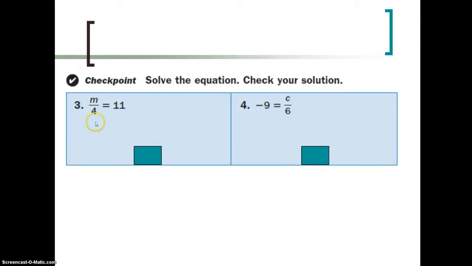Number 3, it is m divided by 4. That's the variable side, so we look at that side. We need to undo the dividing by 4 by multiplying by 4 on both sides. Get rid of the 4s. This is m equals 11 times 4, which is 44. Number 4, the variable is on the right side. We're dividing by 6, so I multiply by 6. Negative 9 times 6 is negative 54.